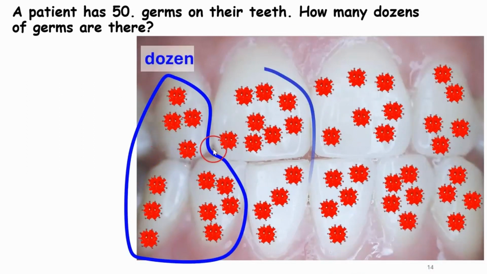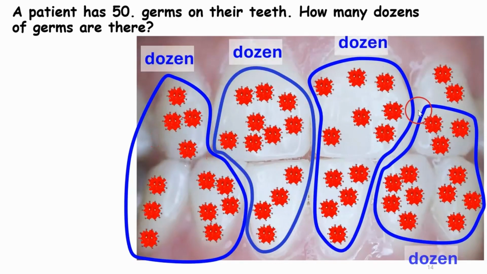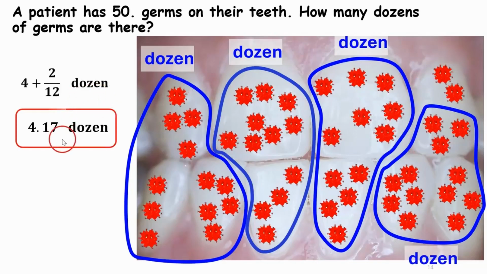Well, there's a dozen, there's another dozen right here. We got a third dozen and then a fourth dozen right here. So there's 4 and 2/12 dozens, which is 4.17 dozen. So that's how many there are in the units of dozen.